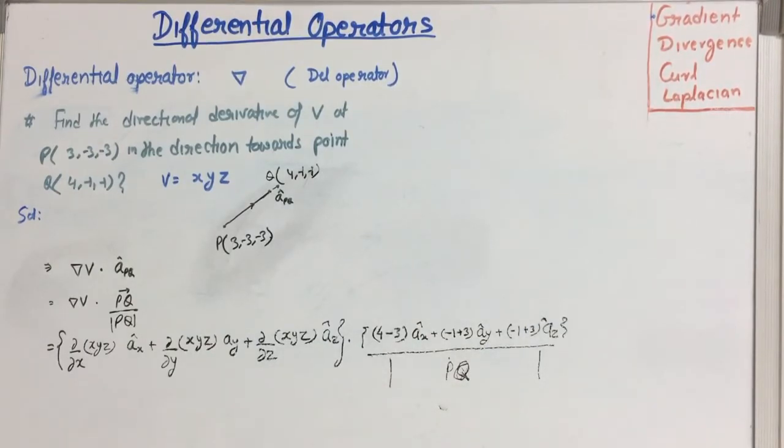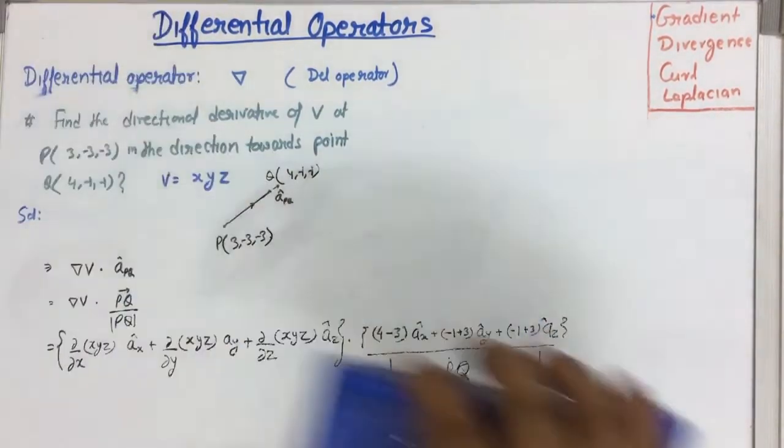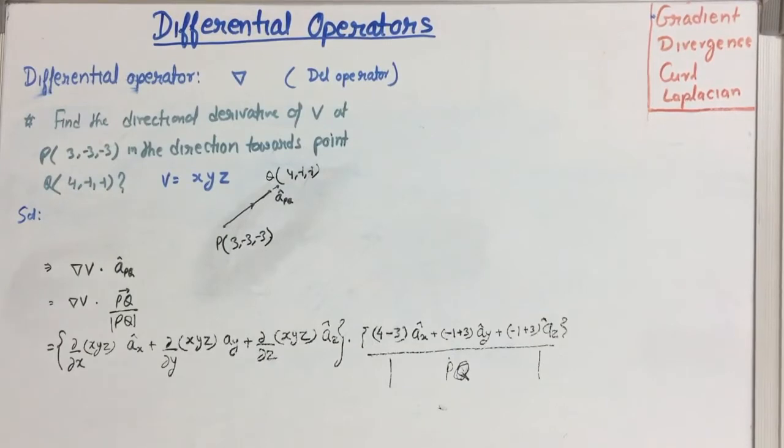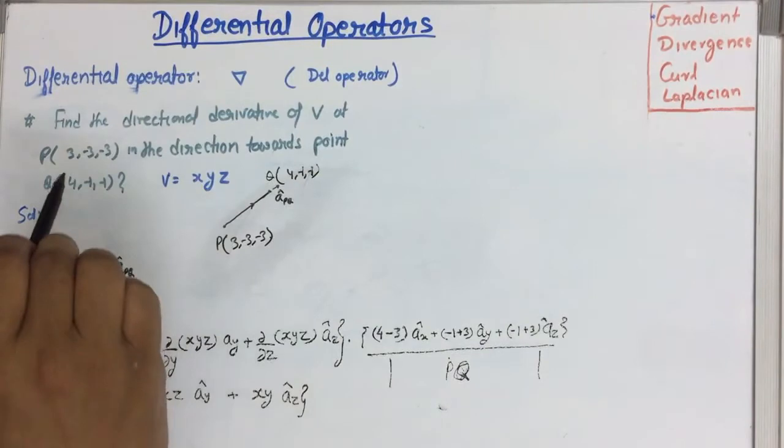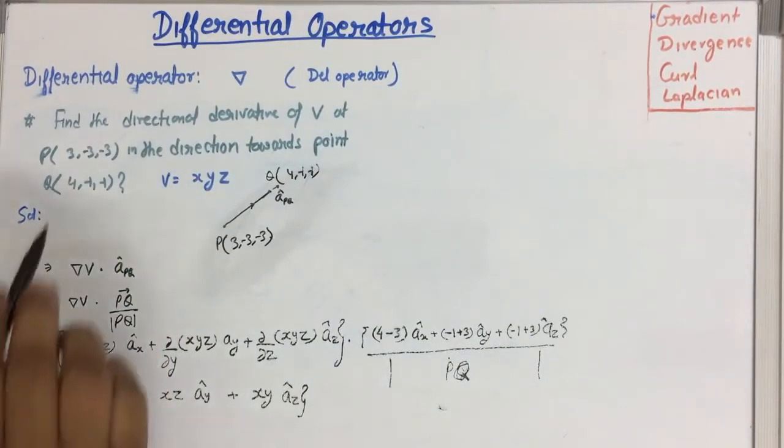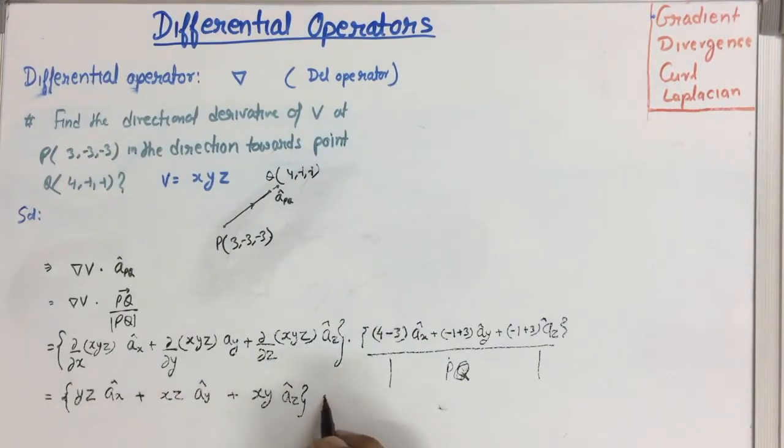In this way, if we try to find this, the gradient will be yz in the direction ax, xz in the direction ay, plus xy in the direction az. This is at point P, so we have to put the coordinates x, y, z as 3, minus 3 and minus 3. And for the dot product, we take Q minus P here. So it will be ax plus 2ay plus 2az.